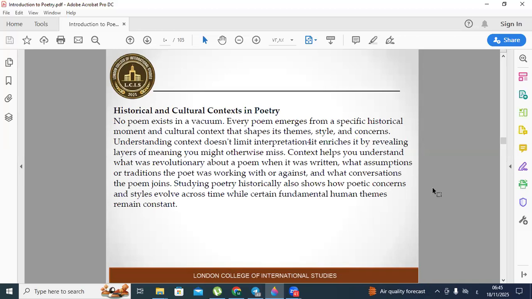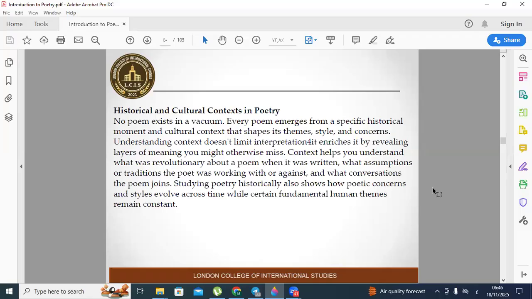Context helps you understand what was revolutionary about a poem when it was written, what assumptions or traditions the poet was working with or against, and what conversations the poem joins. For example, when Wordsworth and Coleridge published Lyrical Ballads in 1798 using everyday language instead of elevated poetic diction, it was revolutionary, but you only understand how revolutionary if you know the context of 18th century poets.